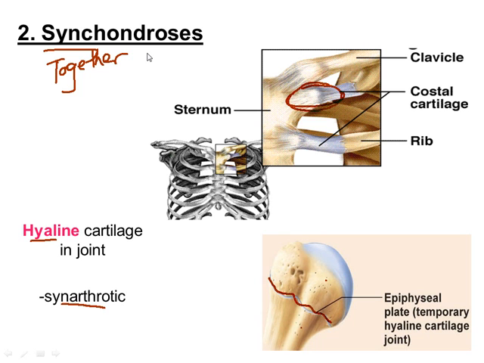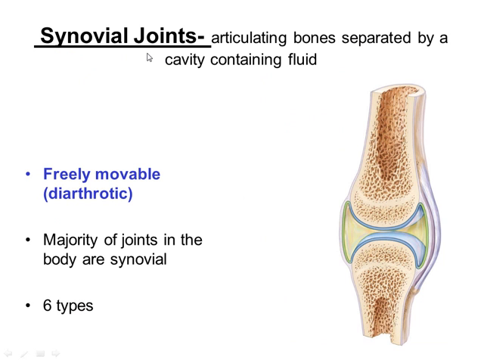Okay, so the third type is a synovial joint. And that's when two bones come together or articulate with a cavity full of a viscous fluid. So this is your synovial joint. These are freely movable or diarthrotic. So these are your most movable joints. Most of the joints in your body are synovial.